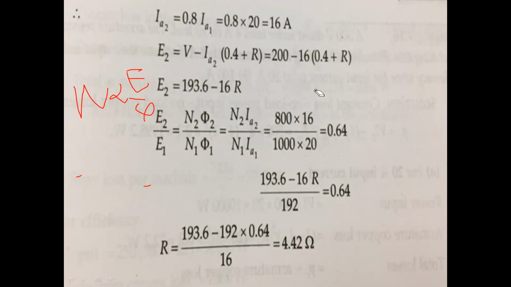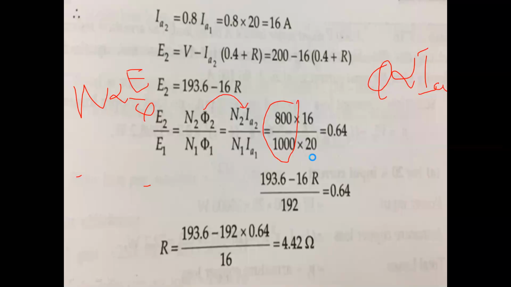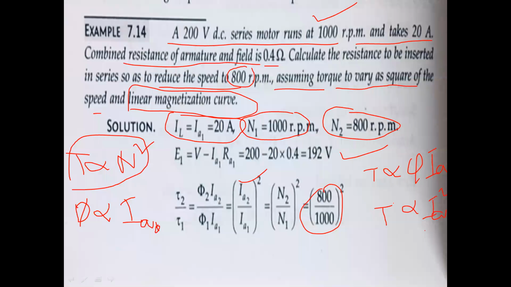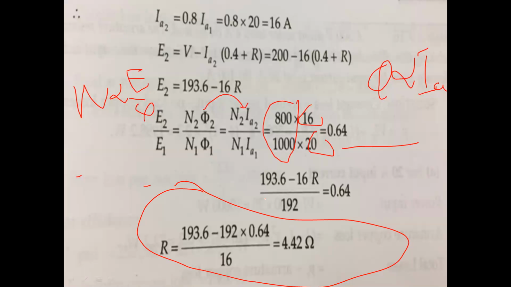Flux φ2 is proportional to armature current, so flux is replaced with armature current: IA2 and IA1. So N2 by N1 equals 800 by 1000, and IA1 is 20, IA2 is 16, that ratio. Then we calculate the external resistance inserted in series with the motor. IA2 by IA1 equals 800 by 1000, that is 0.8.